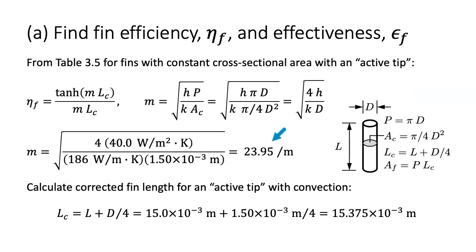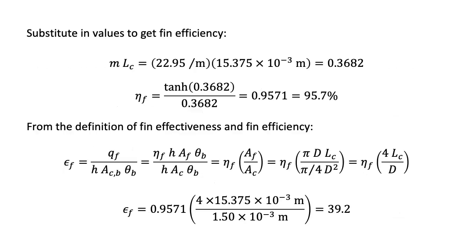Substituting in, we get a value of 23.95 per meter for m and a value of 15.375 millimeters for L sub c. Recall that the corrected fin length accounts for convection from the tip by adding additional length to the fin to account for the additional area for convection. Using these values for m and L sub c, we calculate a fin efficiency of 95.7%, which is a typical value for a good fin.